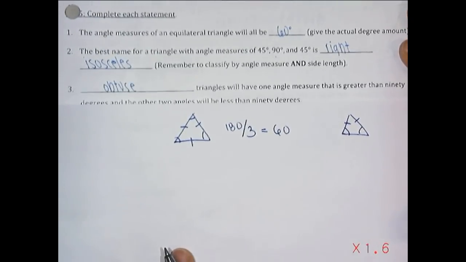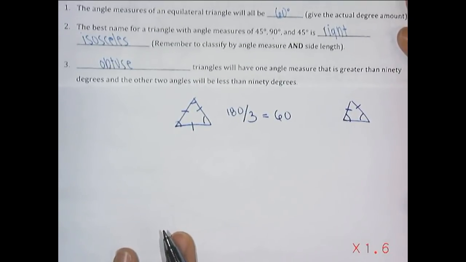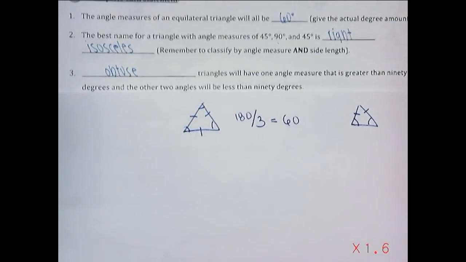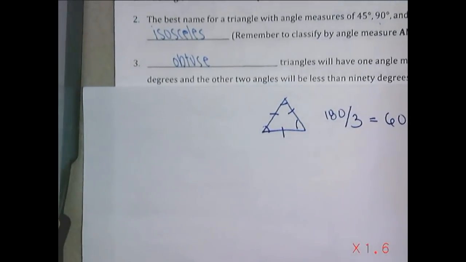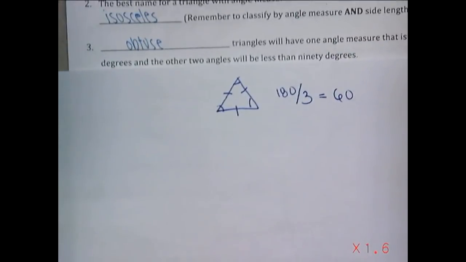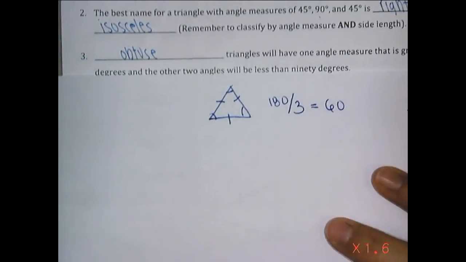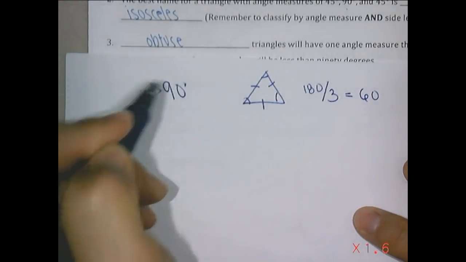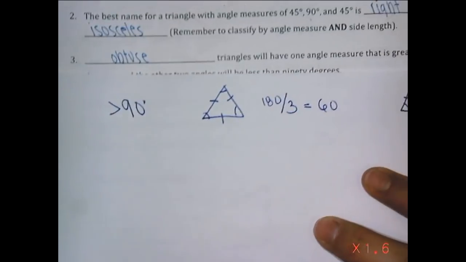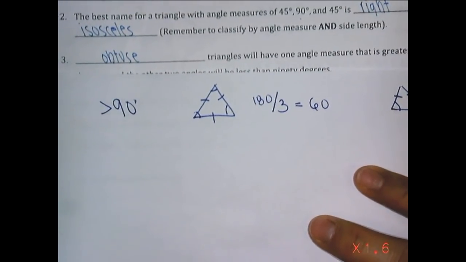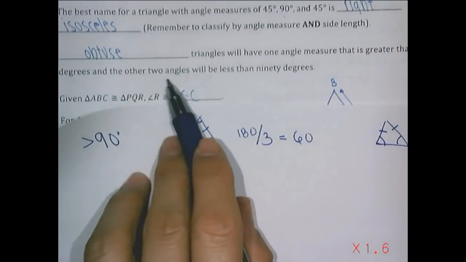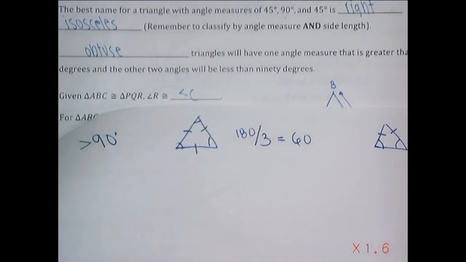And then a triangle will have one measure that is greater than 90 degrees. Just going to try to fix this a little bit here. Well, greater than 90 degrees means that it would be obtuse. A triangle will have one measure greater than 90 degrees, and the other angles will be less than 90 degrees.